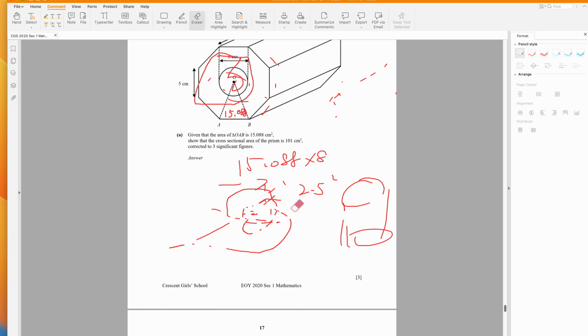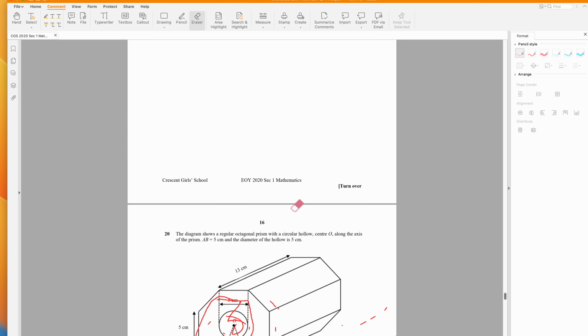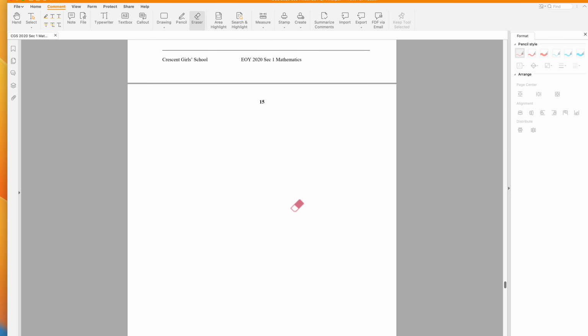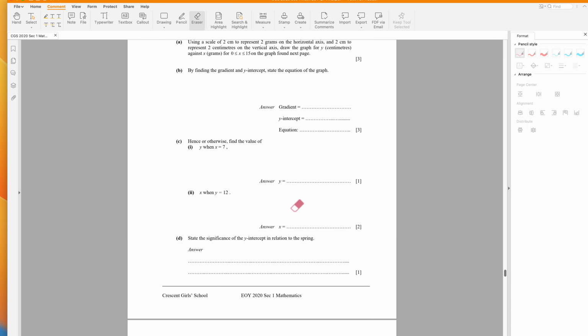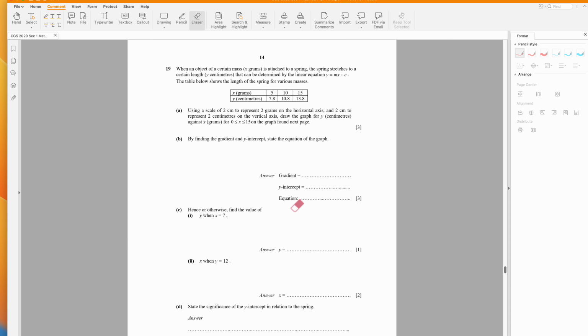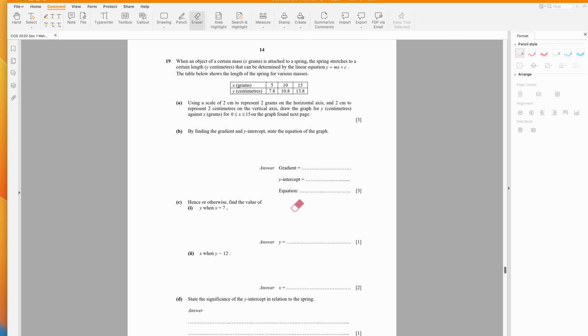Very simple. Okay. Question 19. Any other question before I go through this? This is the gradient one. I don't know if I drew the thing wrongly, but it's not straight. It has to bend. The points are 5, 7.8, 10, 10.8, 15. It should be a positive gradient. It's a positive gradient, but it cannot be drawn as straight. Looks wrong. I don't know why.